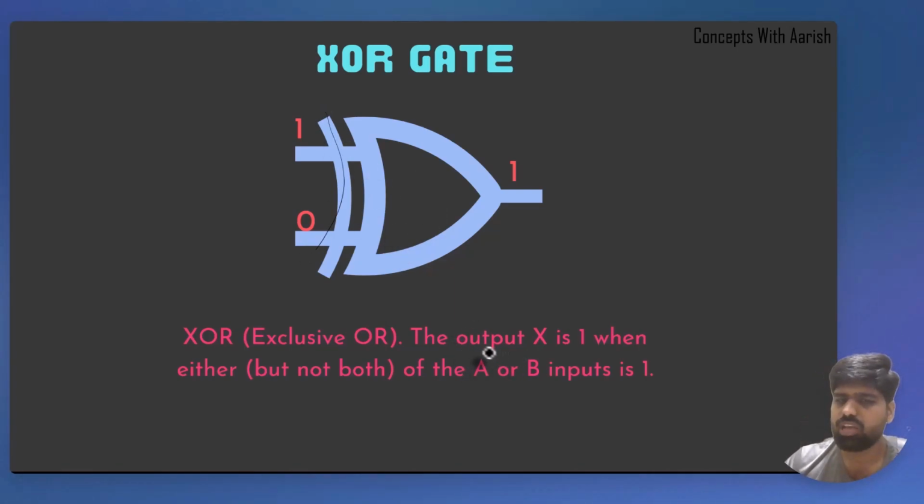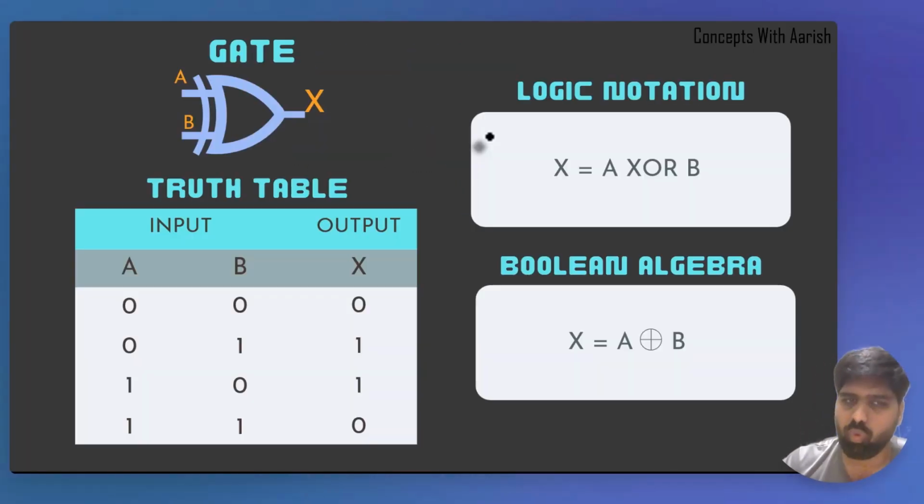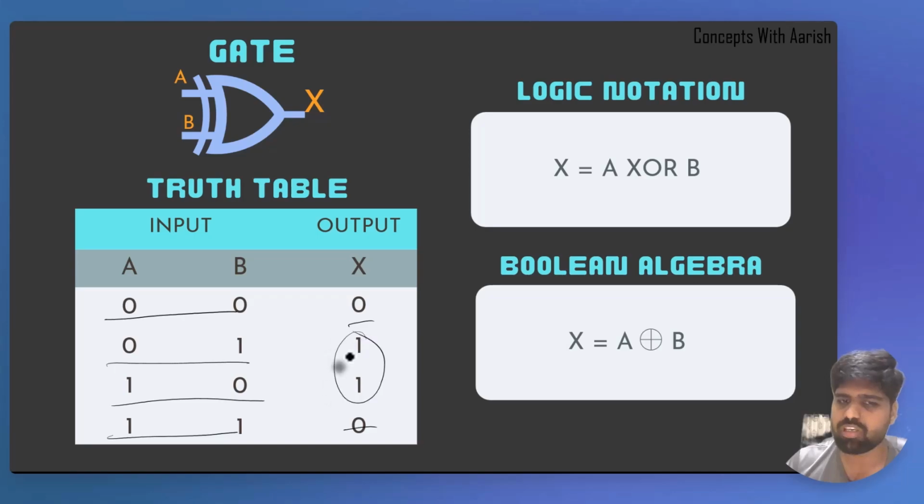The output X is 1 when either, but not both, of the inputs A or B is 1. In simple terms, if both inputs are the same, like 1 1 or 0 0, it will produce a 0. But if they are different from each other, then they will produce a 1. Here it's given very clearly: 0 0 and 1 1 produce 0, but if the inputs are different, then it produces a 1.